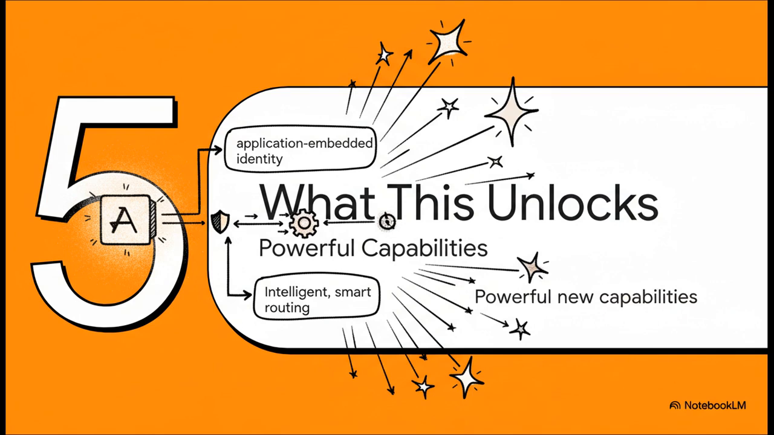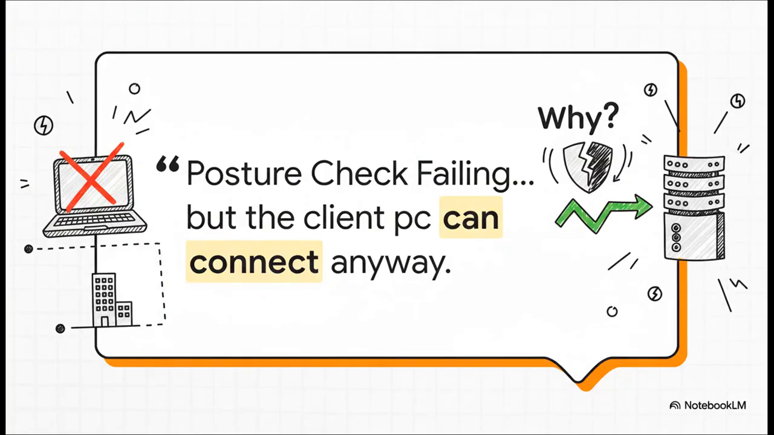Okay, so what happens when you put these two huge ideas together? You've got this app-embedded identity, plus this intelligent smart routing. Well, you start to unlock some seriously powerful new abilities. Let me show you a great real-world head-scratcher from a user on their community forums. They set up what's called a posture check, basically a rule saying a device must be on the corporate domain to connect. The check was failing, just like it was supposed to, but the user could still get to the server. What gives?